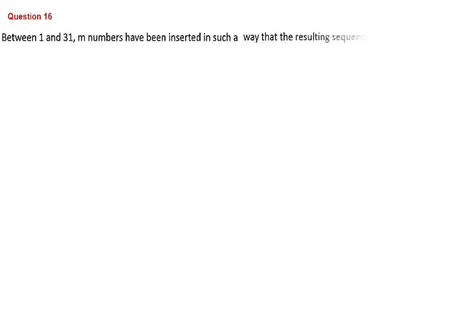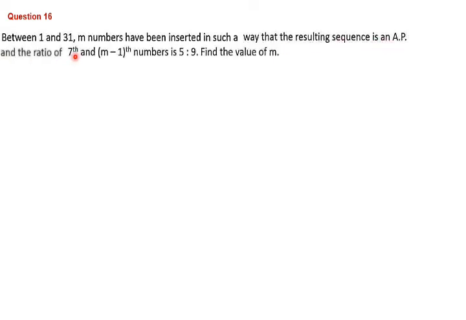Next we shall discuss question number 16. Between 1 and 31, m numbers have been inserted in such a way that the resulting sequence is an AP, and the ratio of the 7th and m minus 1th numbers is 5:9. Find the value of m. Here we are forming an AP. The ratio of the 7th and m minus 1th numbers is 5/9. Find the value of m, that is the question.